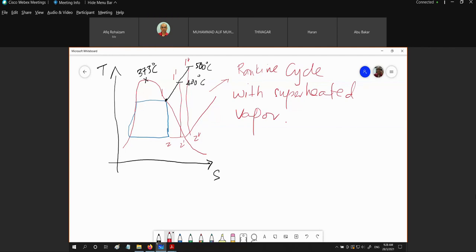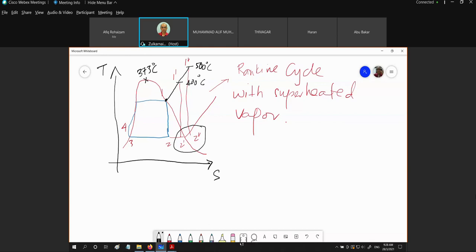The 3-4 is still the same. As far as the formula is concerned, it's still the same. But the way you get your enthalpy is different, because right now, your point 1 and 1 prime and 1 double prime are at superheated vapor. And then another thing that you have to be careful about is this point.